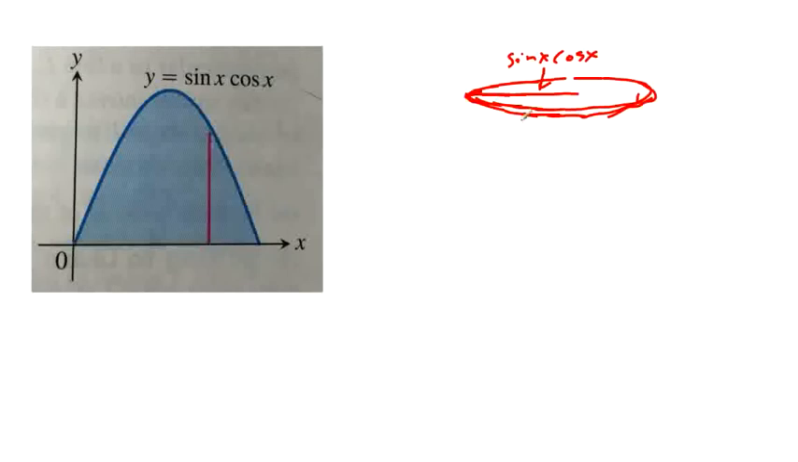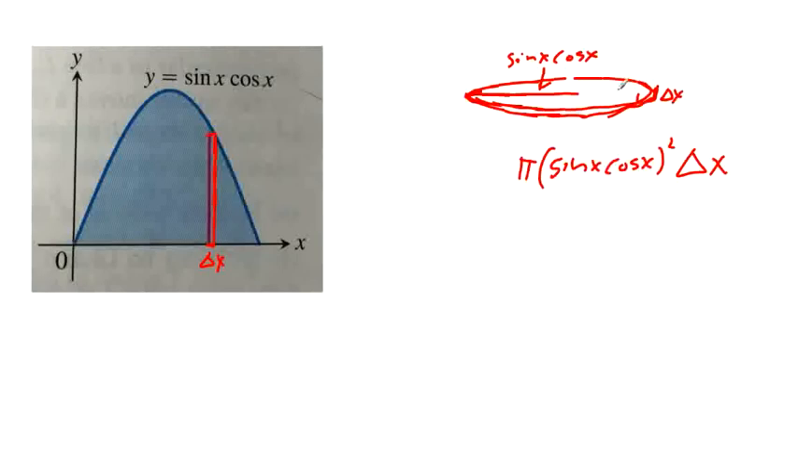And so the volume of this piece is going to be pi r squared. So it's going to be pi times sine x cosine x squared, and then multiplied by my little delta x. So this little change right here, since we're on the x-axis, is going to be delta x.